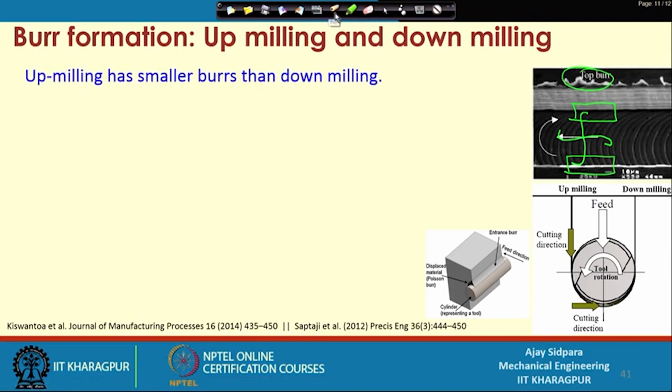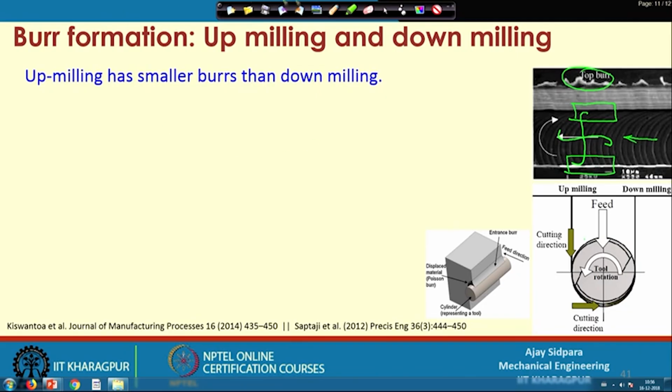This is the feed direction. So, our feed direction is shown by this diagram. Our tool rotation is anti-clockwise, but here it is shown in the clockwise direction. So, the location of up milling and down milling will be different here as well as at this location. Now you can see that up milling has smaller burrs than down milling.